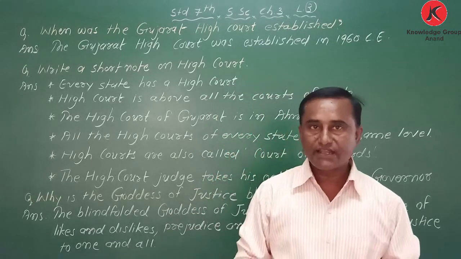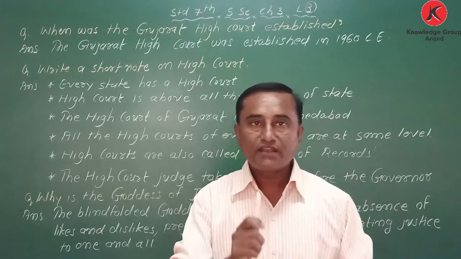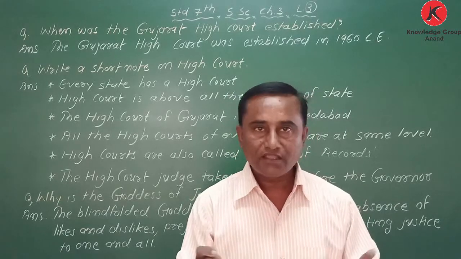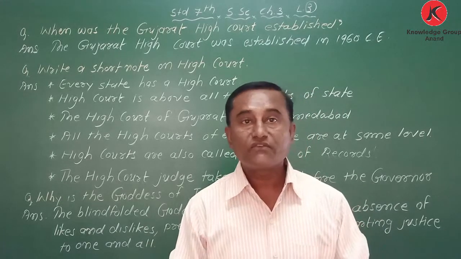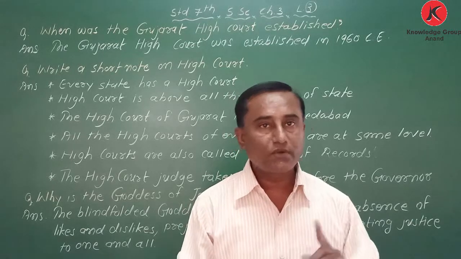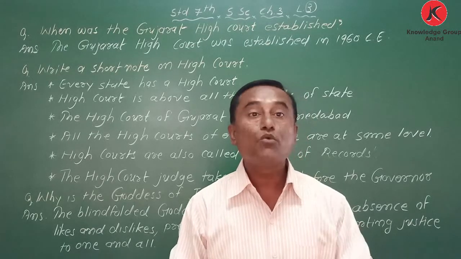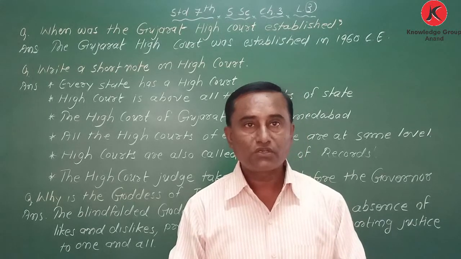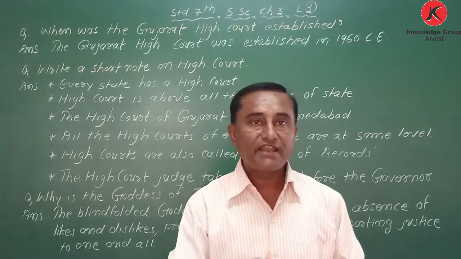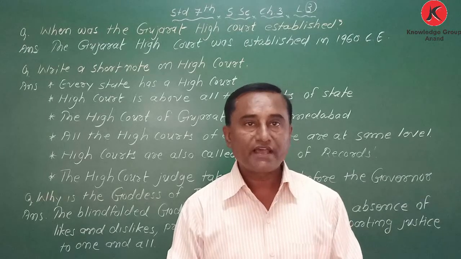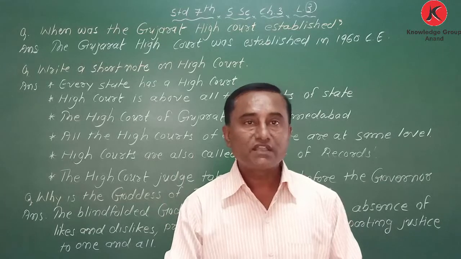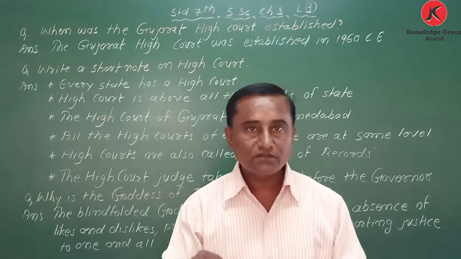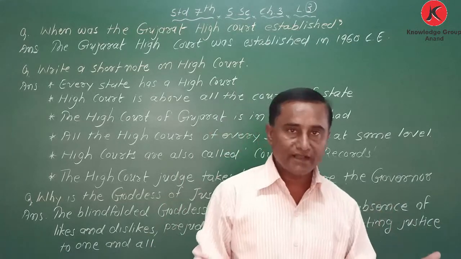Got it? Once again I repeat. When India became independent, many states were there, but there was no Gujarat state and Maharashtra. There was Mumbai state. But in 1960, Mumbai state was divided into two parts, Gujarat state and Maharashtra state.